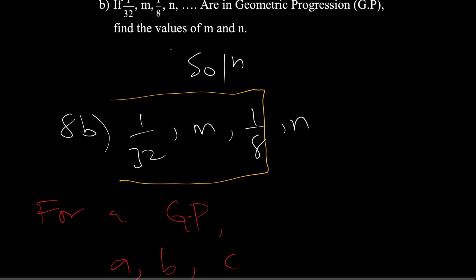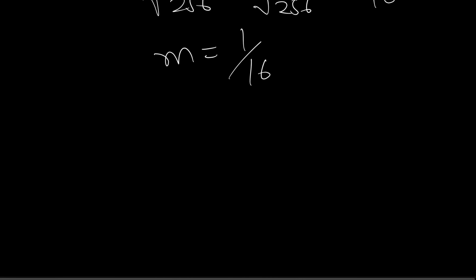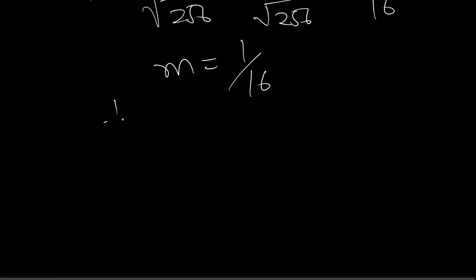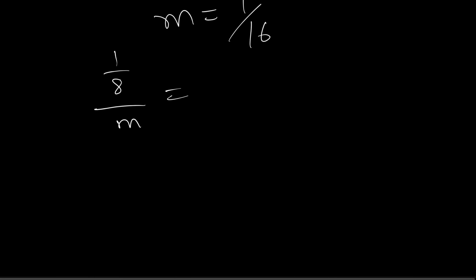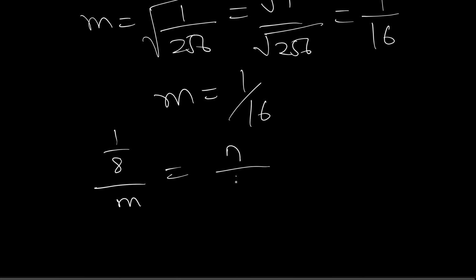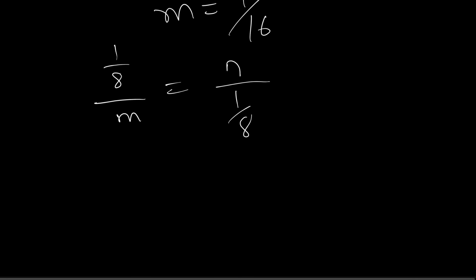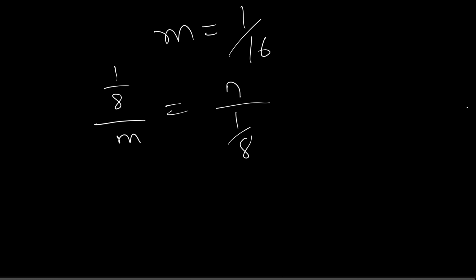Now when we take this part, we can say that 1 over 8 divided by m is equal to n divided by 1 over 8. But we know that 1 over 8 divided by m can be written as 1 over 8m, and n divided by 1 over 8 can be written as 8n over 1.